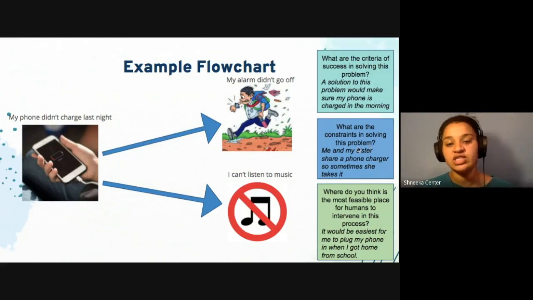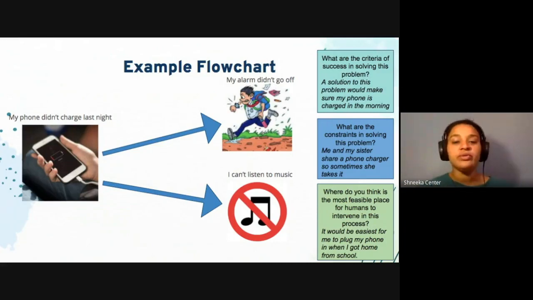What are the constraints in solving this problem? Me and my sister share a phone charger, so sometimes she takes it. So it's hard for me to charge my phone because my sister has the charger. That is why sometimes my phone doesn't charge at night. Where do you think the most feasible place for humans to intervene in this process? It would be the easiest for me to plug my phone in when I got home from school. Knowing that my sister and I share the charger, and sometimes she takes it, it would be easiest if I got the phone charger as soon as I got home and charged my phone.